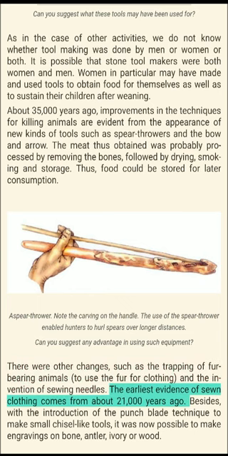There were other changes, such as the trapping of fur-bearing animals to use the fur for clothing, and the invention of sewing needles. The earliest evidence of sewn clothing comes from about 21,000 years ago. Besides, with the introduction of the punch blade technique to make small chisel-like tools, it was now possible to make engravings on bone, antler, ivory, or wood.